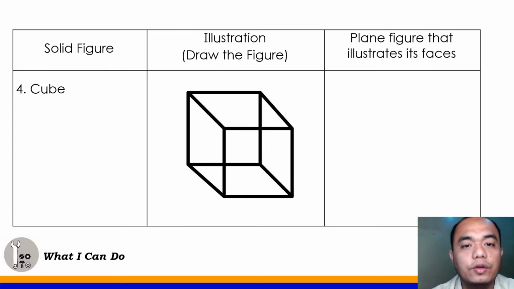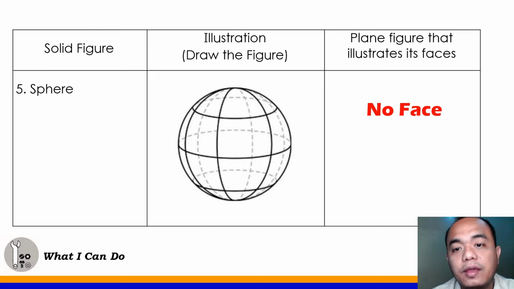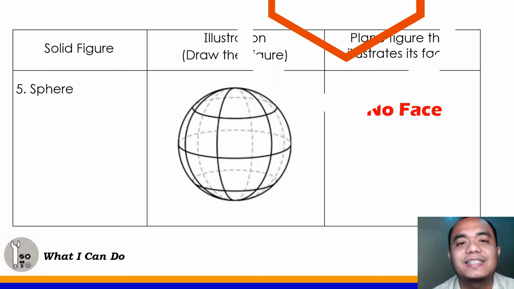Number 4, cube. So this is how you illustrate the cube. Obviously, the plane figure that makes up its face is square. Next, we have number 5. This is the illustration of a sphere. And the sphere has no face.